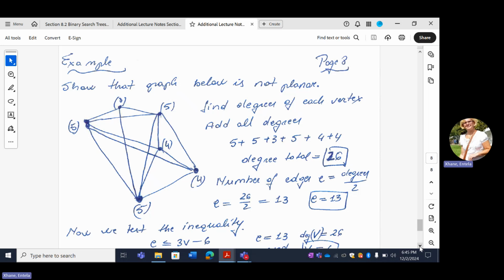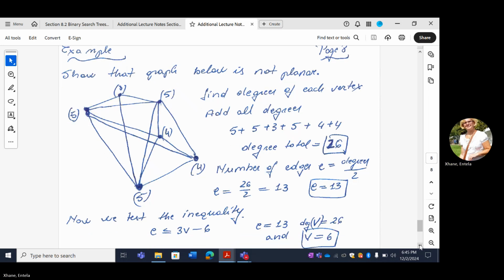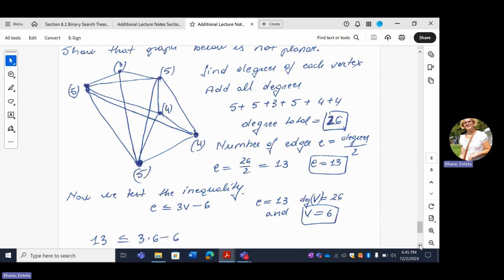Now we are going to test the inequality to see if it is true. If it happens to be false, then this is not a planar graph. This is better than taking the idea of redrawing, which I did, and which can be done for a smaller number of vertices. It gets complicated when you increase the number of vertices, and the connected graph is way too complicated. So we are testing the inequality.